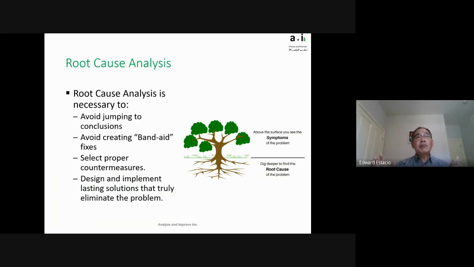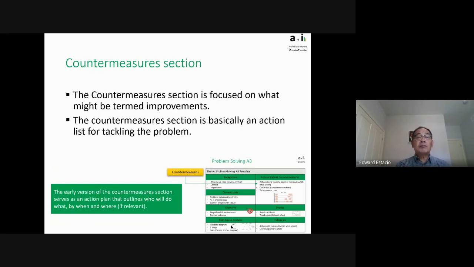Symptoms are something that we just see, right? The root causes are the ones that we don't see. In this example here, on a tree, symptoms are what you see above it, and the roots are the ones that we really need to care about.